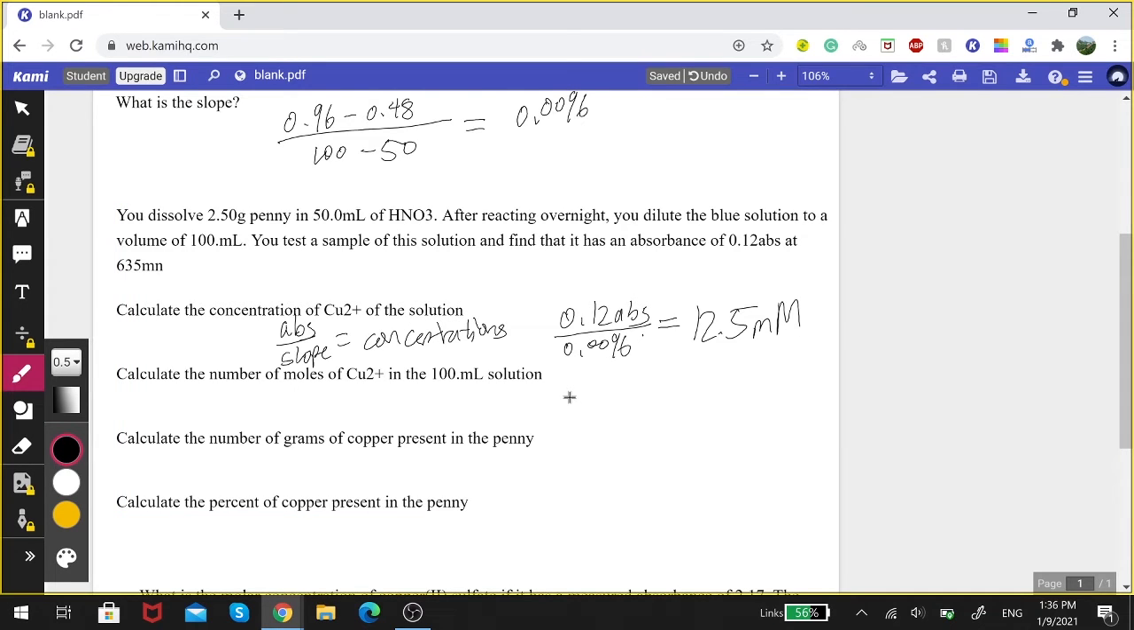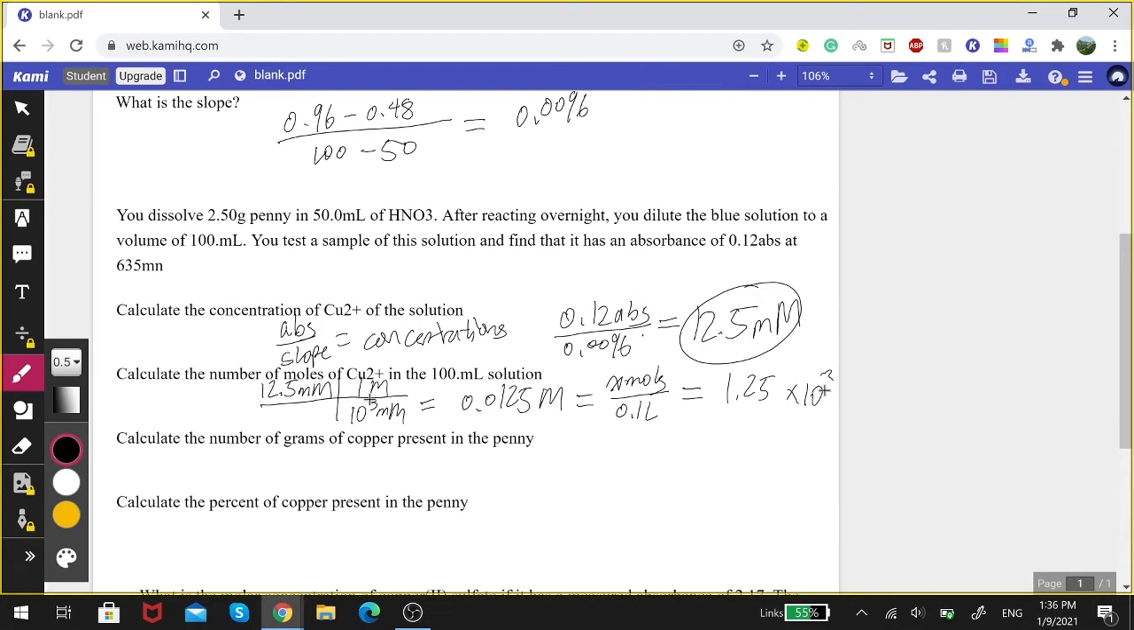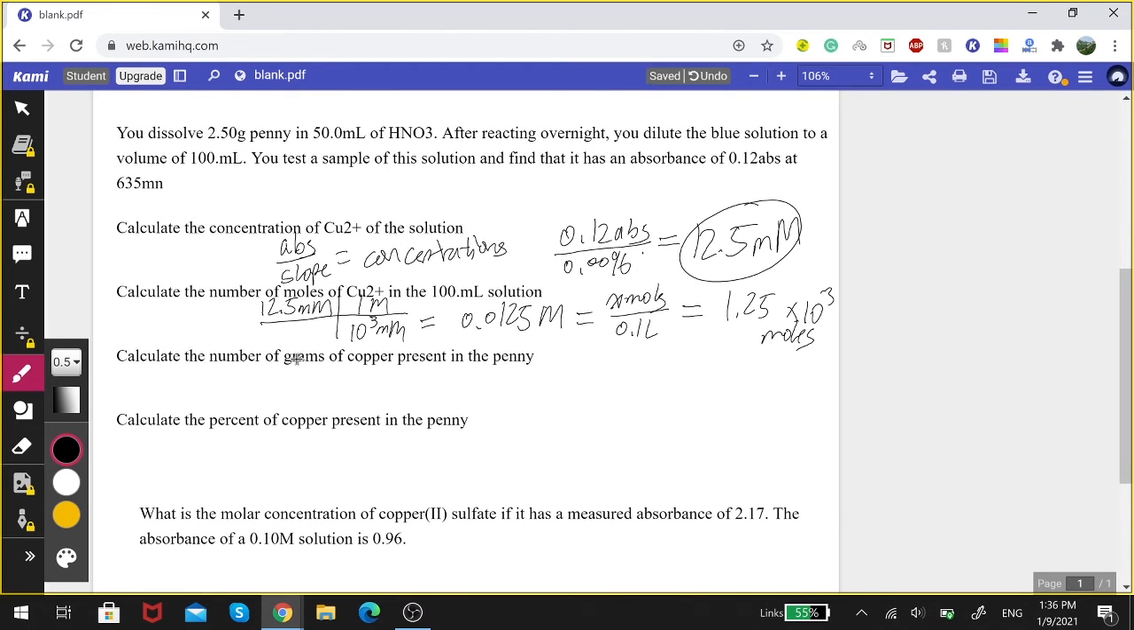So for our moles, we can use our micromolar. We found 12.5 micromolar, and remember micro is 1,000th. So every 1 molar is going to have 10 to the third micromolar. That is going to give us 0.0125 molar. Now that is equal to X amount of moles divided by liters, which is 100 milliliters, aka 0.1 liters. And now that can give us an answer of 1.25 times 10 to negative third moles, using our molarity is equal to moles divided by liters formula.